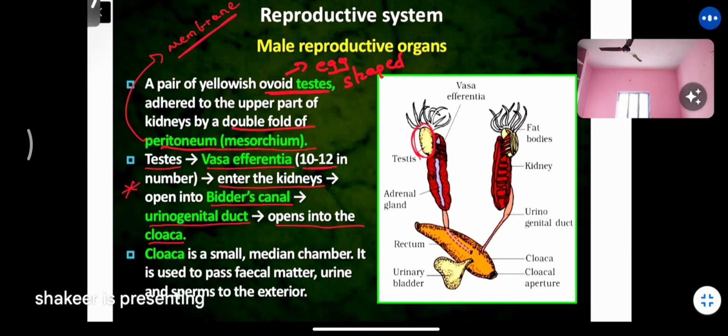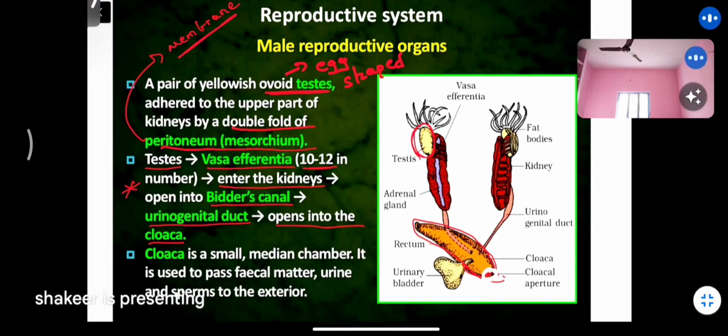This is all important. Clear? So this structure you are seeing here, this structure is called the cloaca. Able to understand? The cloaca has a small hole also. This hole which is present here is called the cloacal aperture. Okay? So through this only sperms also, fecal matter also gets discharged from the body of this male frog.